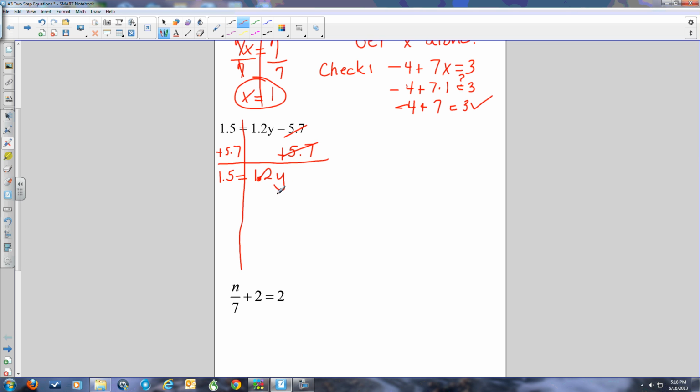Now we want to get y alone. Now the y is being multiplied by 1.2. So we're going to do the opposite of multiplying by 1.2, which means we're going to divide by 1.2. So let's do that out. If we have 1.5 divided by 1.2, we end up with 1.25 on this side. On the right-hand side, the 1.2's cancel, and that is equal to y. So y is equal to 1.25.